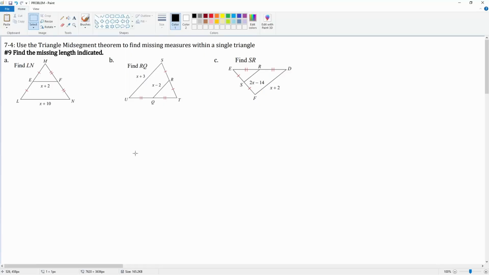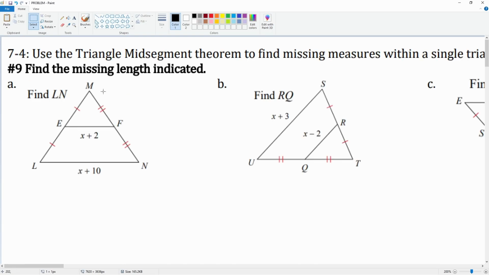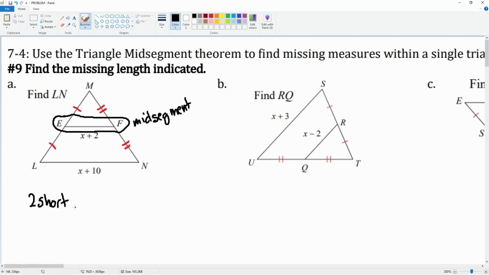Number 9, you're going to find the missing link indicated here. Notice here by the dash marks, the left side is cut in 2 congruent pieces. Then the right side is constructed into also 2 even parts. Therefore, EF right here is considered to be the mid segment. This allows us to set up this very great formula: if you double the short length or the mid segment, it's going to be equal to the long segment here.